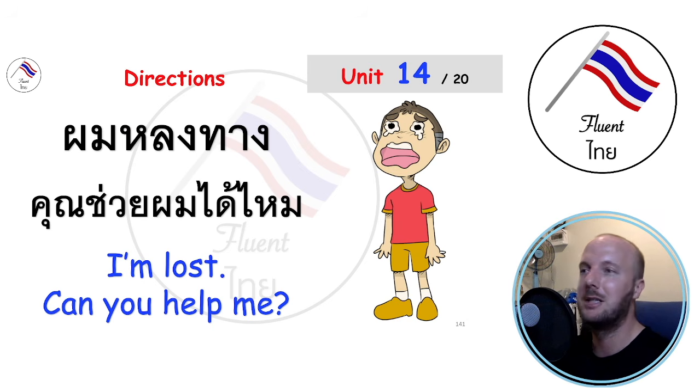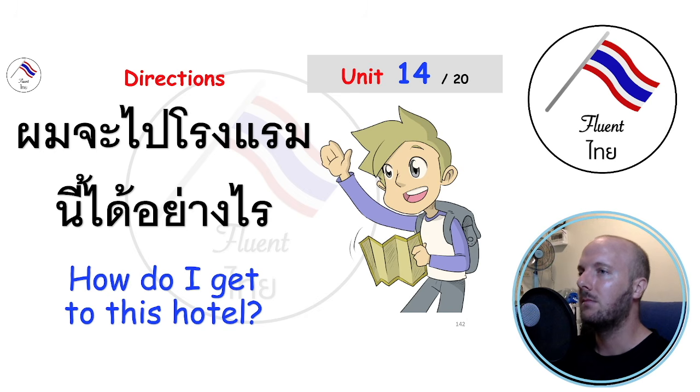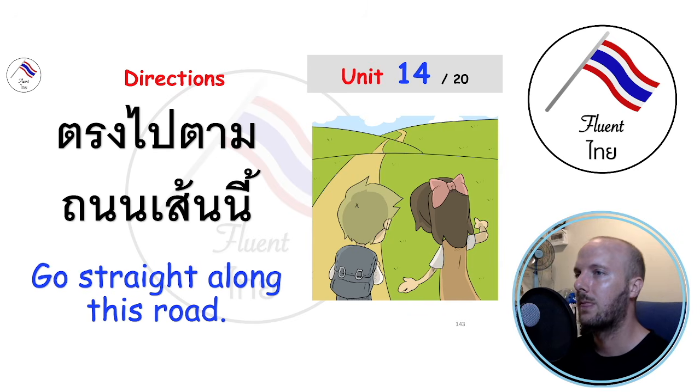Okay, let's do some repetition. I'm lost. Can you help me? ผมหลงทางคุณช่วยผมได้ไหม. How do I get to this hotel? ผมจะไปโรงแรมนี้ได้อย่างไร. Go straight along this road. ตรงไปตามถนนเส้นนี้.